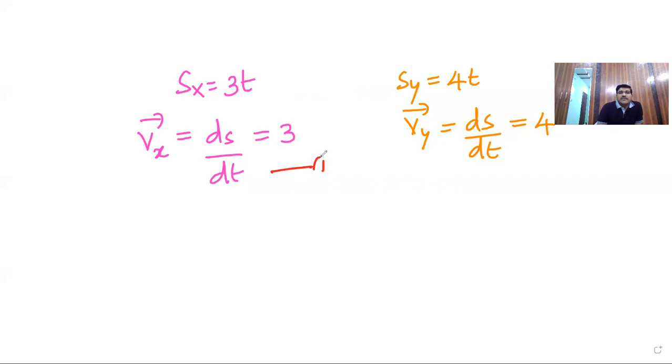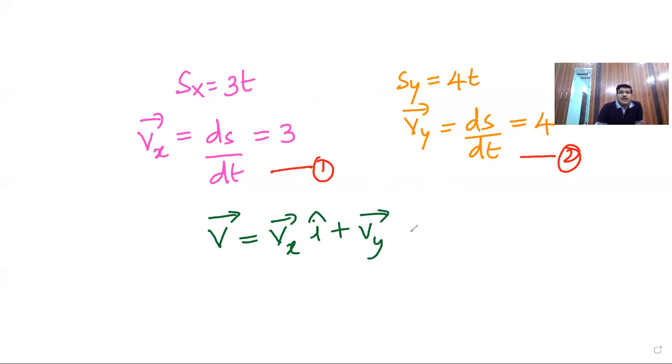This is the first step. This is the second step. Now velocity we require in the vectorial notation. So in vectorial notation, v bar velocity is vx bar i cap plus vy bar j cap. Very clear. So vx is how much we got? 3. So 3 i bar plus vy bar, how much we got? 4. 4 j bar. Clear? 3i plus 4j.